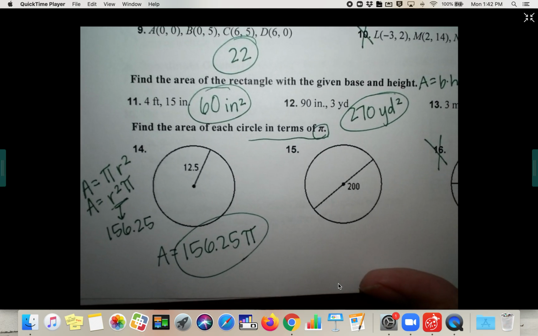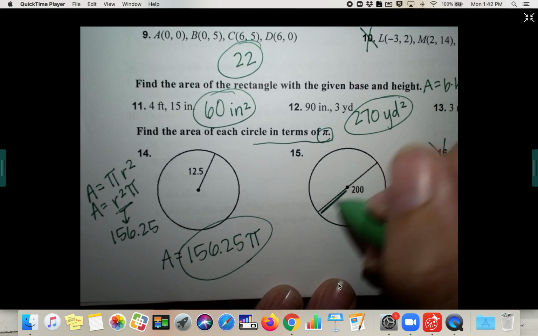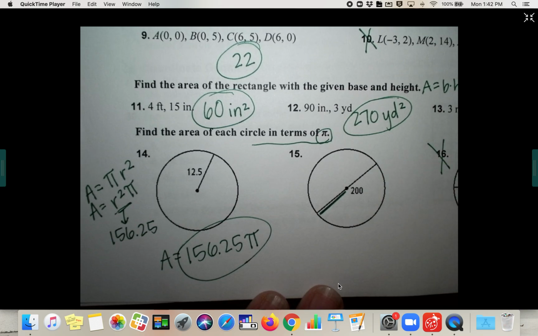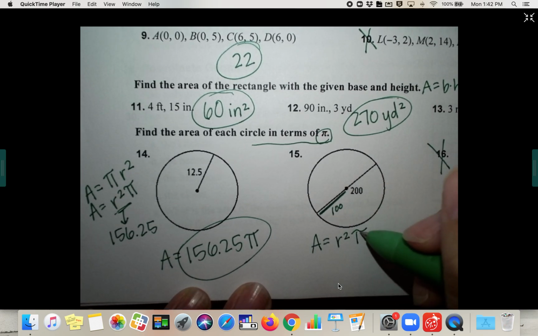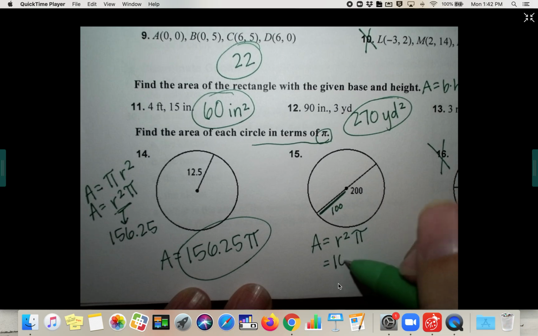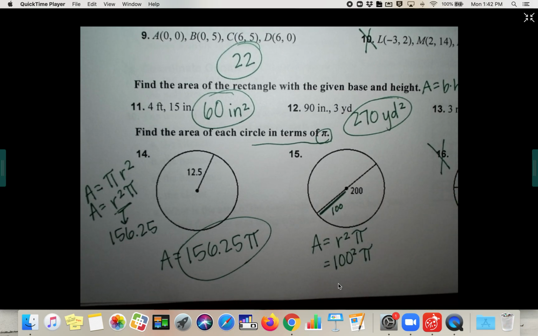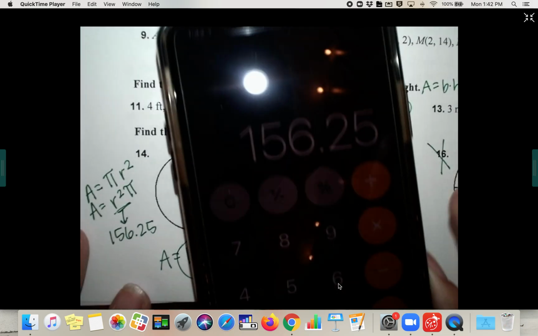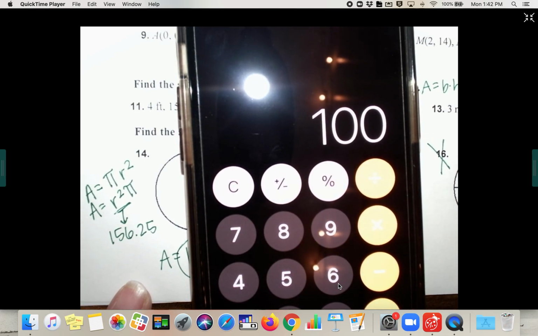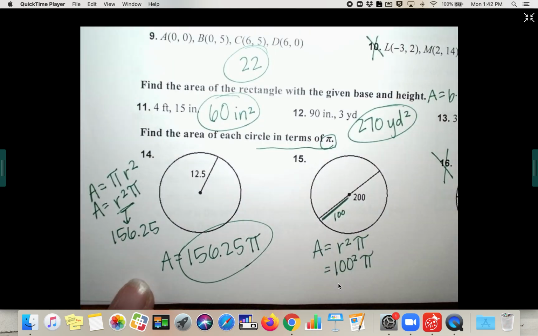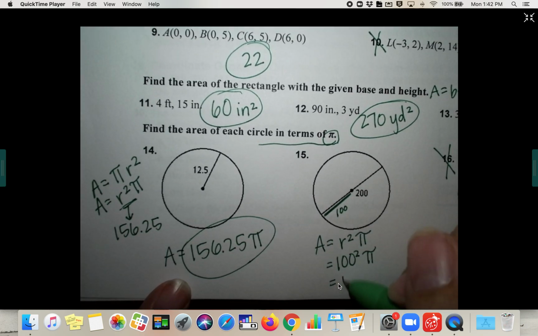Okay, on number 15, the 200, we only want the radius length, and if the whole thing's 200, then you can assume that half of it, or the radius, is going to be 100. So if its area equals radius squared times pi, we are just going to square 100 and leave it in terms of pi. So 100 times 100 is 10,000. So it is 10,000 pi.